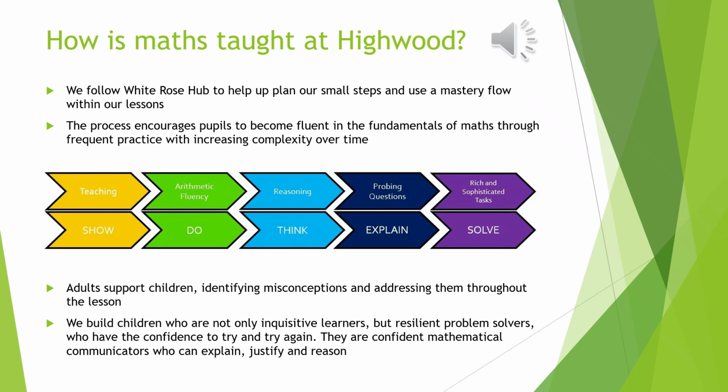At Highwood, we use the White Rose Hub, which helps us to plan all of our small steps, and we use a mastery flow within all of our lessons. Our teaching is part of the show aspect, arithmetic is do, reasoning is think, probing questions is our explain, and the rich and sophisticated tasks are our solve. This will be explained deeper on the next slide.